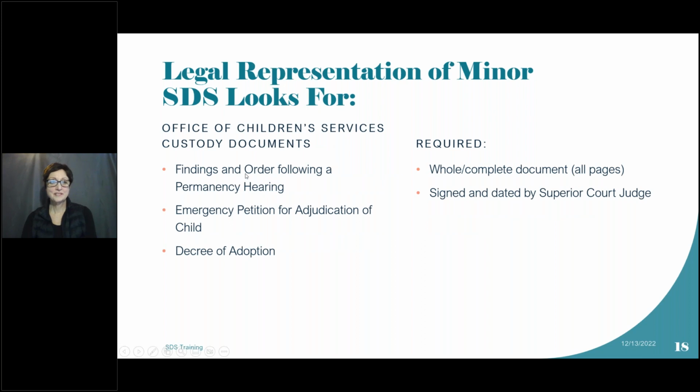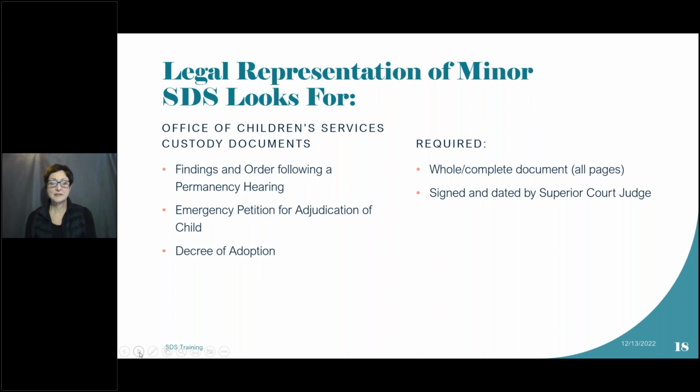Okay, so legal representation of a minor. SDS looks for, when it comes to Office of Children's Services custody documents, a document that is usually titled Findings and Order. It is issued following a permanency hearing. So you can imagine there's probably lots of other documents that come about before that. We are looking for the findings and order after a hearing is done. Okay, so it could be the same situation where folks are thinking they have a permanency document, yet they do not.